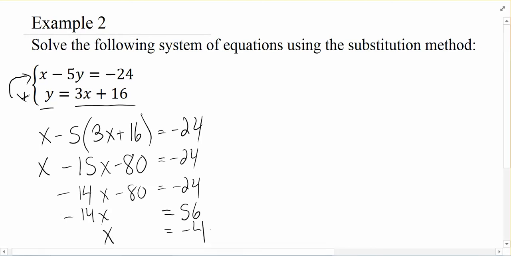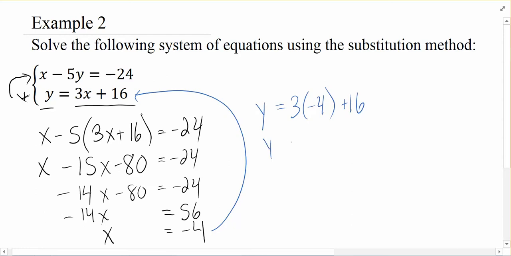And once we get x equals negative 4, we can plug that back in to either of the equations. But as I said, the substitution equation will typically be easier. So we get y equals 3 times the x value, which is negative 4, plus 16. So that's negative 12 plus 16, or 4. Just to be clear, that's positive 4. My equals just got close to each other. And so this gives us an ordered pair of negative 4, positive 4.